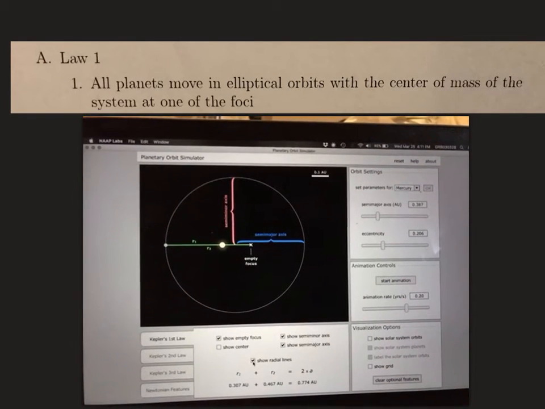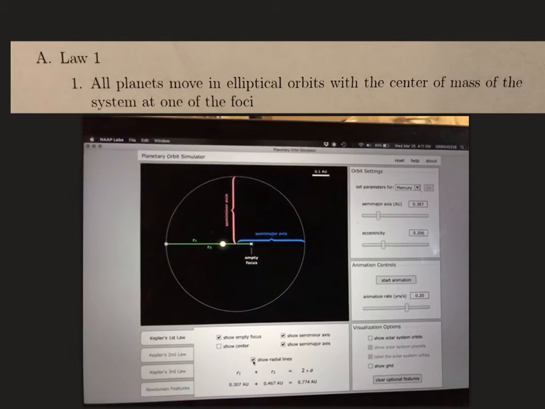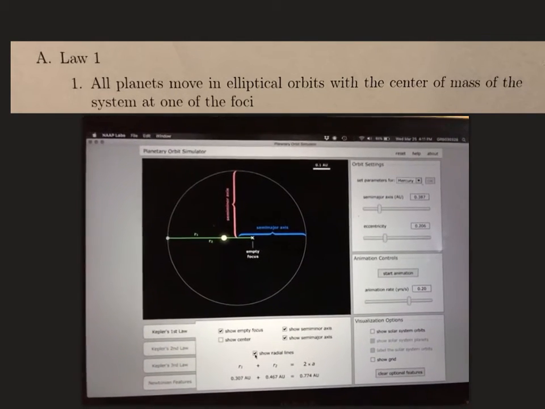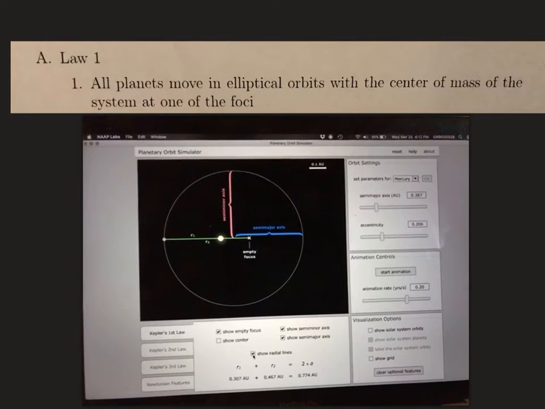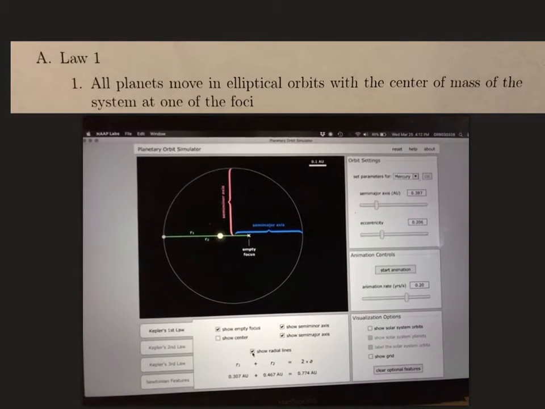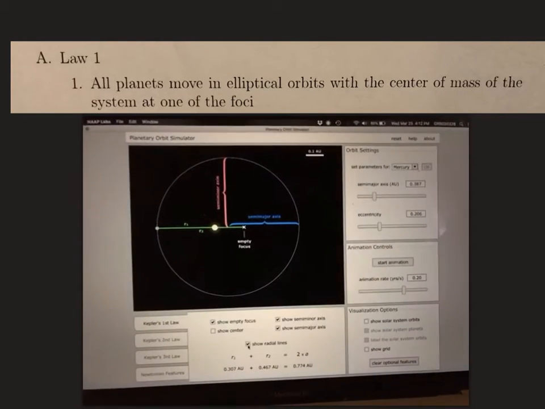Alright, so Kepler's first law states that all planets move in elliptical orbits with the center of mass of the system at one of the foci. Now, an ellipse is a circle. The difference is that a circle is an ellipse where the eccentricity is 0.